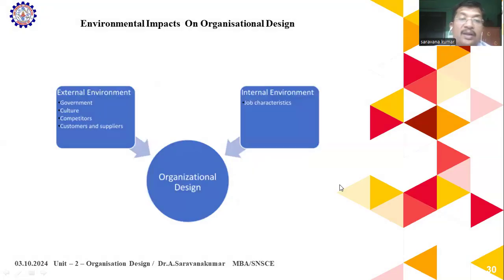So, environmental impact on organizational design. External environment and internal environment will affect the organizational design. External environment means outside the organization, and within the organization is internal. So government, culture, competitors, customers and suppliers are all external environment. Internal environment is nothing but job characteristics. That's what we said, within the organization. So both will affect the organizational design.